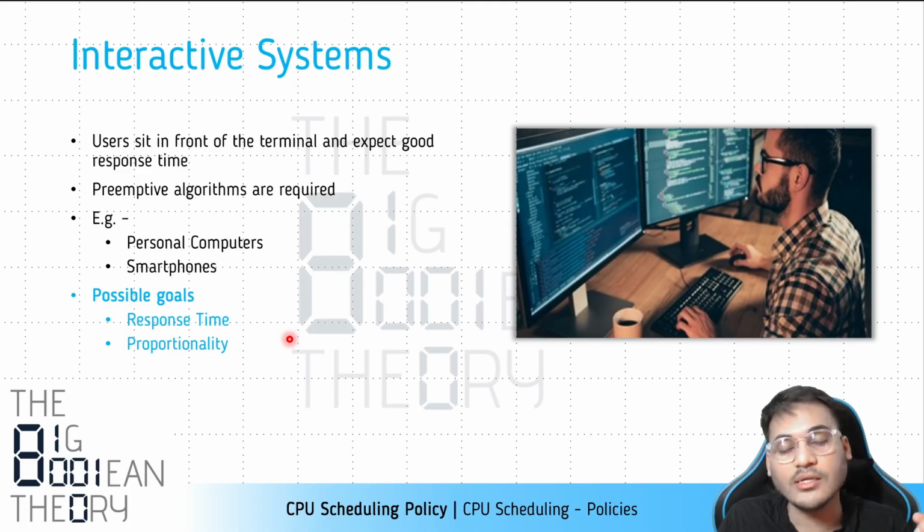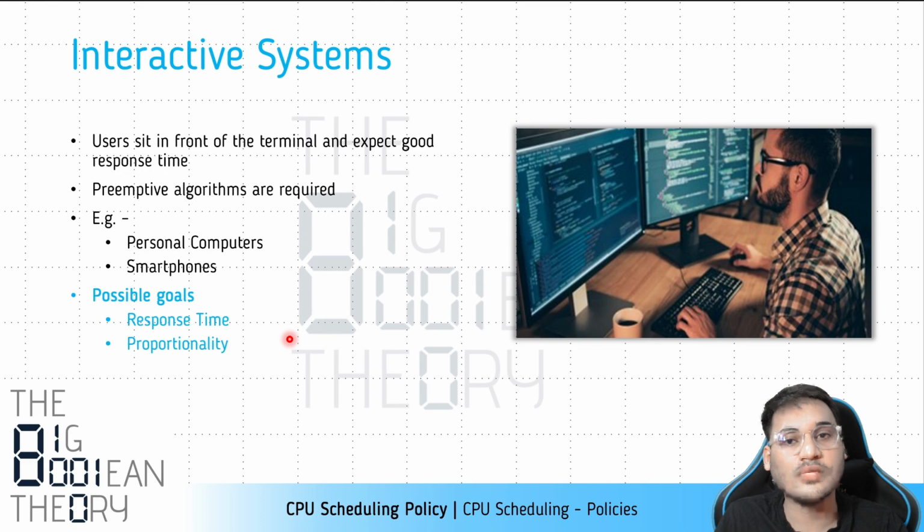And one other goal is proportionality. So what is proportionality? Users have a kind of inherent idea of how much time a particular task should take. If a particular task is complex, then users are okay if the task takes a long time. Whereas if a task is simple, then users expect that the time it takes to complete that simple task should be quick. For example, let's say you copy a big file and it takes a few minutes, you're okay with it. But let's say you're closing a program, that should happen instantly, right? If that does not happen instantly, it would be a bad user experience. You would be frustrated, right?